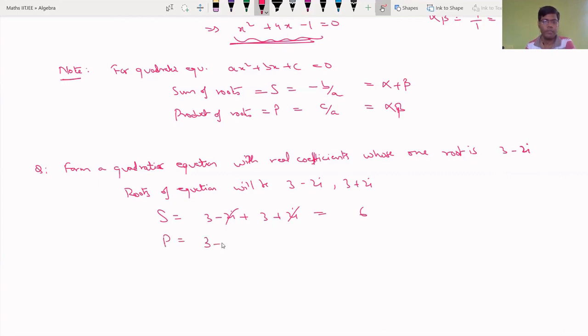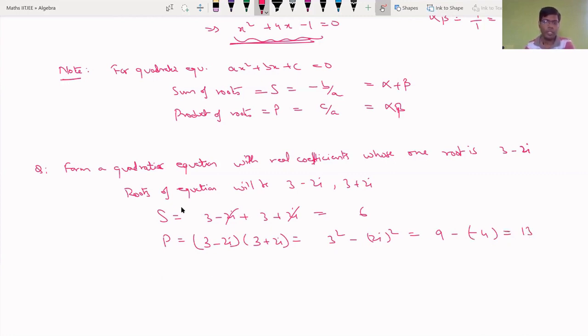Product of the roots will be 3 minus 2i multiplied with 3 plus 2i. So this will give me 3 square minus 2i whole square. So this will be 9 minus, i square is minus 1, so this will be minus of 4. So this will be 13.